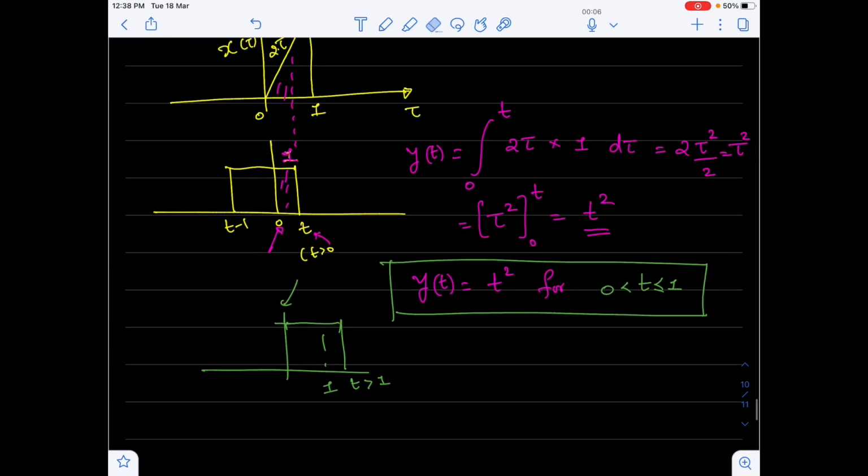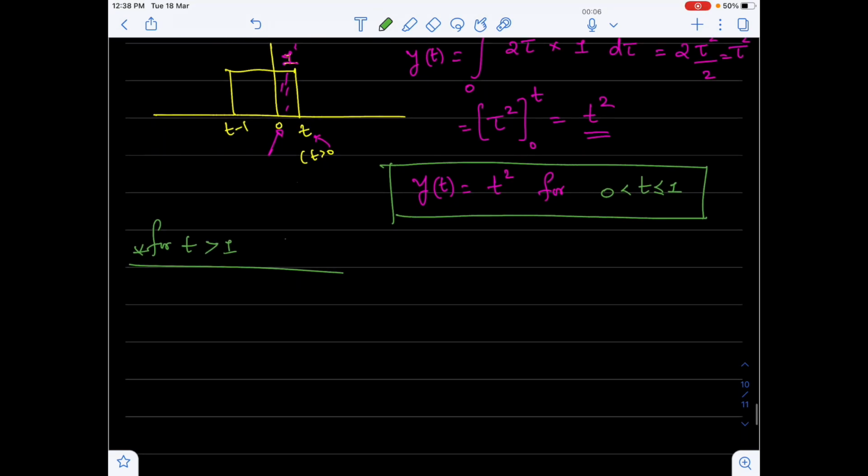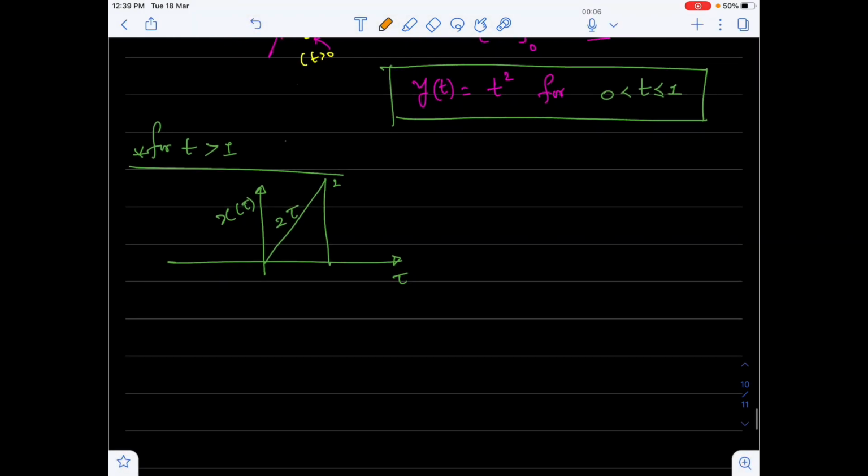Now let us consider the other case, that means t is greater than 1. So for t greater than 1, what is the output? I will draw the x of tau for convenience. This is tau, this is 2. This is our tau. Next we have our h of tau, which is shifted further, so it is here. The function will be like this. This is our t and this is t minus 1, and here it is our 1. So here t is greater than 1.